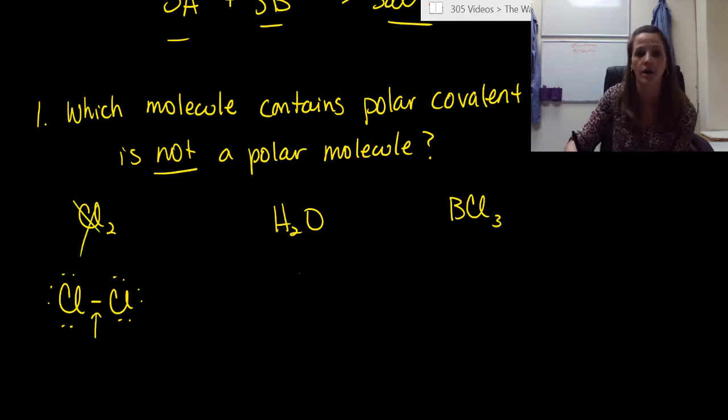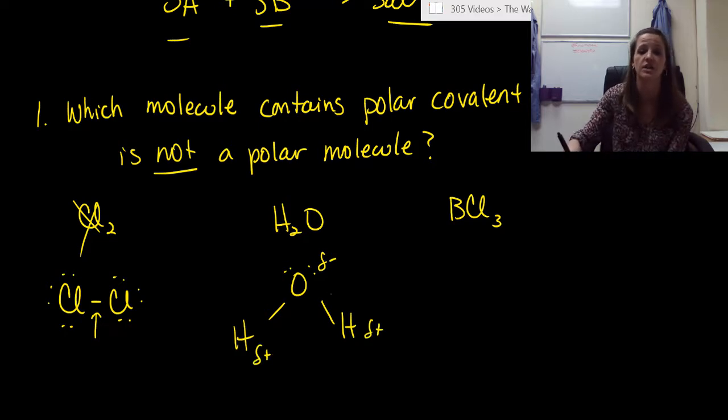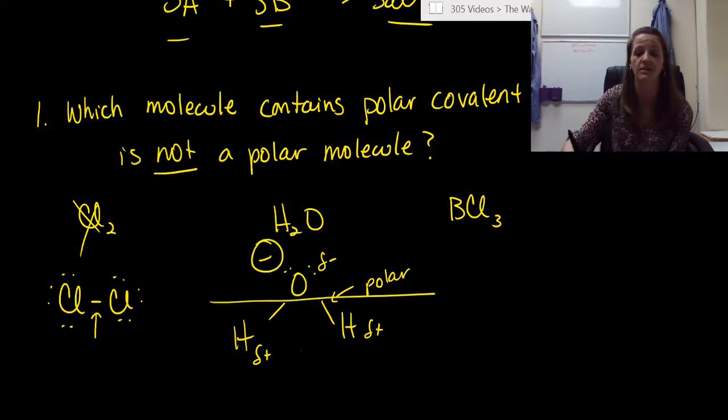Next question, water. You draw out water. We know our structure. First thing we need to identify, does it have polar covalent bonds? Absolutely. Oxygen is significantly more electronegative than hydrogen. This is definitely a polar covalent bond. Now, the next question is, we're looking for something that is not a polar molecule. So we're looking for a non-polar molecule. Water is definitely polar. I can split it in half and have a negative side and a positive side. So is water a non-polar molecule? No, it can't be an option.